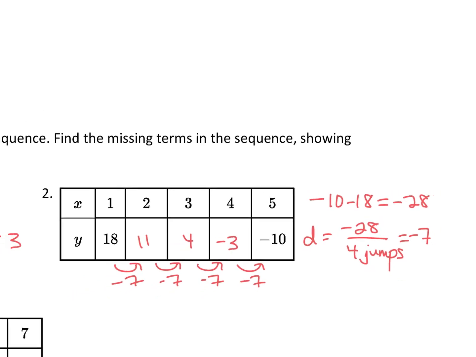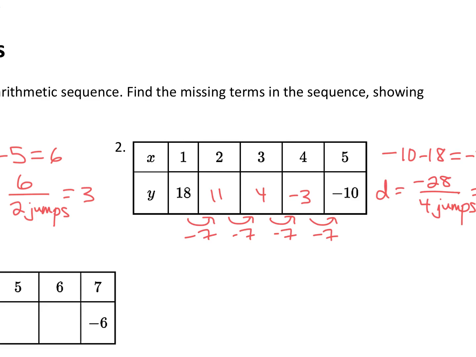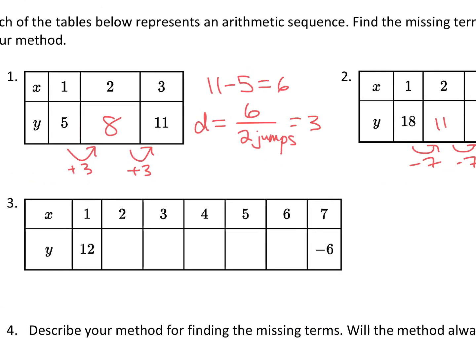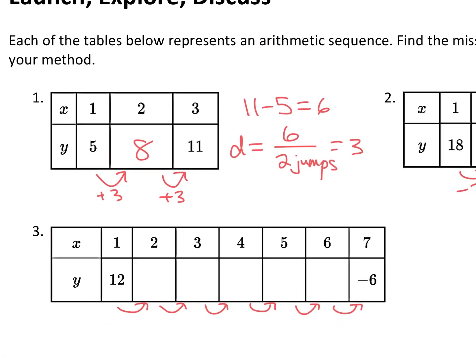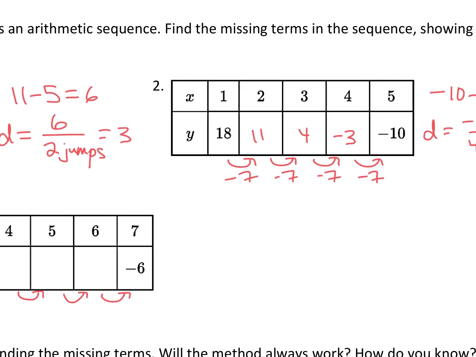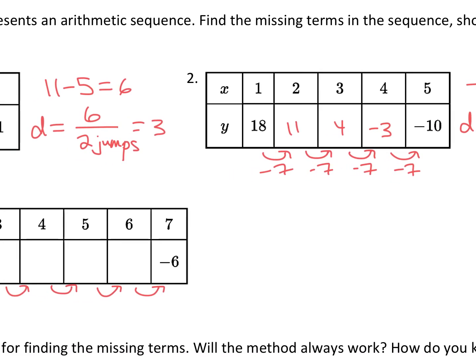Okay, let's try this again. On the third problem, we have a lot more jumps. So let's decide how many more jumps we have. We've got to fill in 1, 2, 3, 4, 5 numbers, and it looks like we've got 1, 2, 3, 4, 5, 6 jumps. So that's interesting. I'm filling in 5 numbers and I've got 6 jumps. In number 1, I was filling in 1 number and had 2 jumps. Number 2, I was filling in 3 numbers and 4 jumps. So there's kind of a pattern there between how many missing terms I am trying to fill in, and how many jumps are going on.